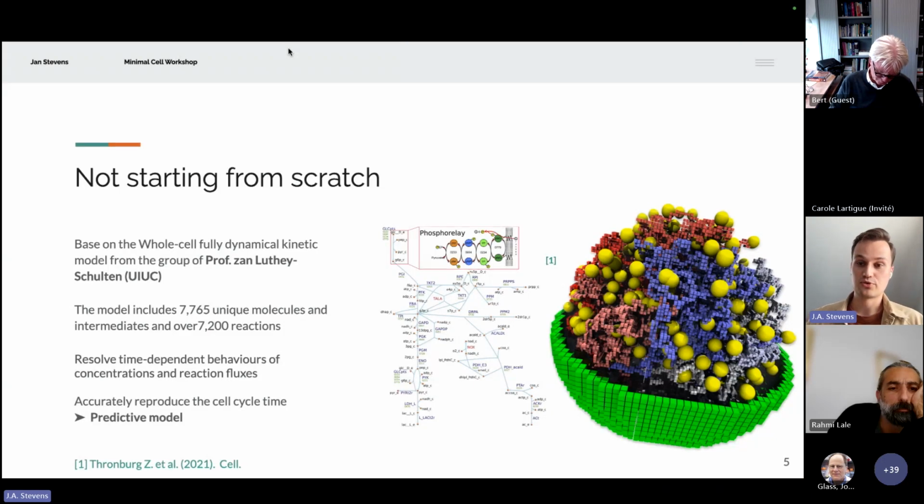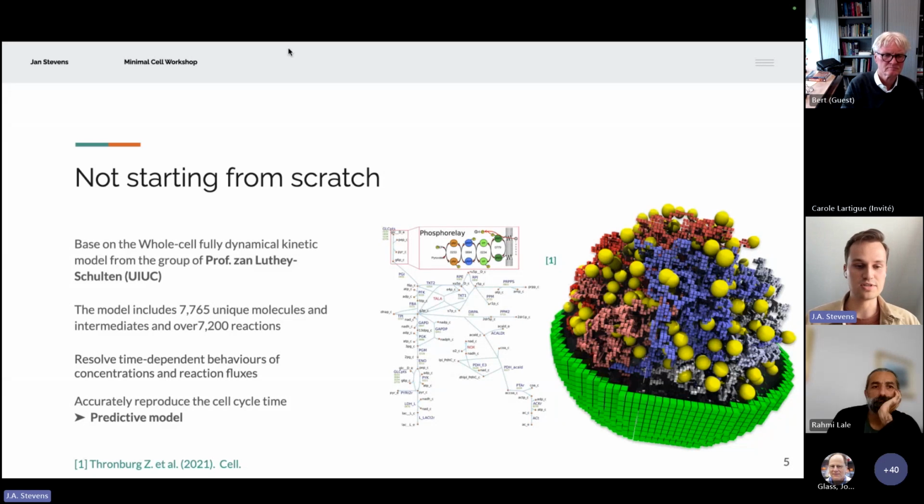We didn't have to start from scratch. John already showed this picture. We started from the simulations that the group of Klaus Schulten has performed at the UIUC, where they built a whole cell kinetic model. It's not a model that focuses on the molecular motions, which is the type of simulations that we do in our group, but it's a type of simulation that looks at metabolic fluxes. So they look at which reactions happen where in the cell, and they try to make some predictive statements about the cell doubling time, which they have been quite successful at.